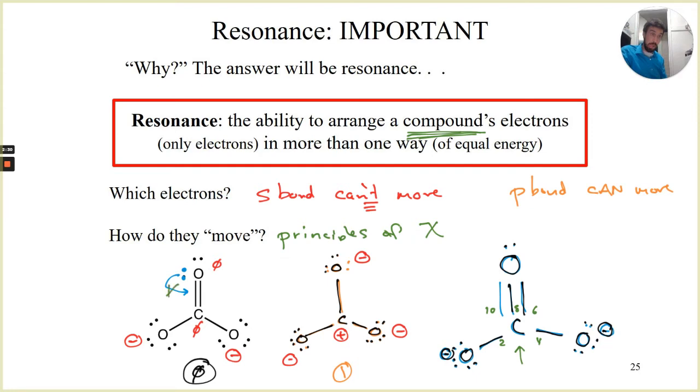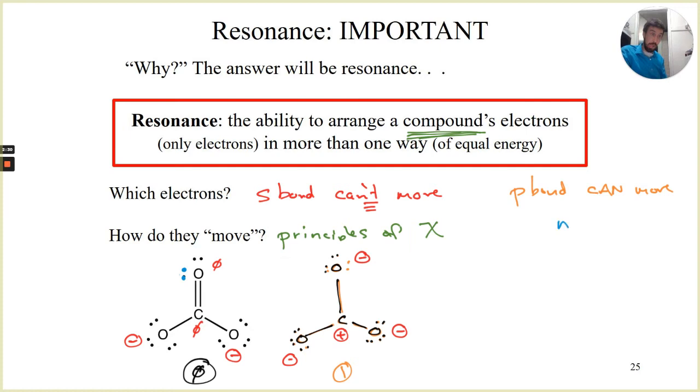So when we're moving our electrons, we do have to move them in a way that is valid. We can't exceed octets. So we might say that our non-bonding electrons, our N electrons, can't move. But before we do that, we have to be careful and ask, are all of those non-bonding electrons really the same?